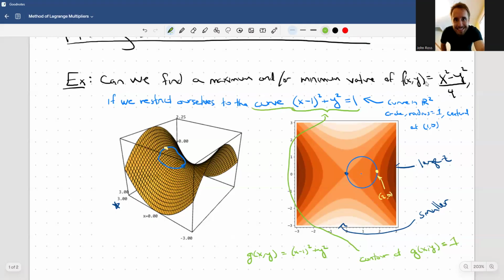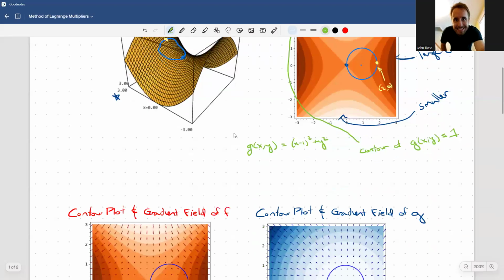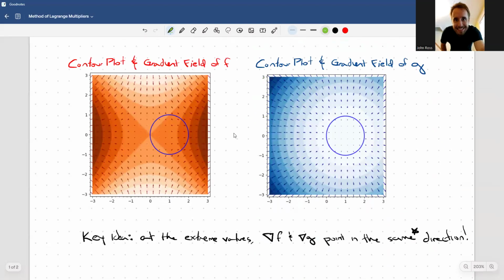All right, and so we've slightly reframed our question. How can I find a maximum and/or minimum value of one function, f, if we restrict ourselves to only look at points on the level curve or the contour of a second function, g? And here we're focusing on the contour g equals 1. All right, so that is what we are up to. Let's give it a go.